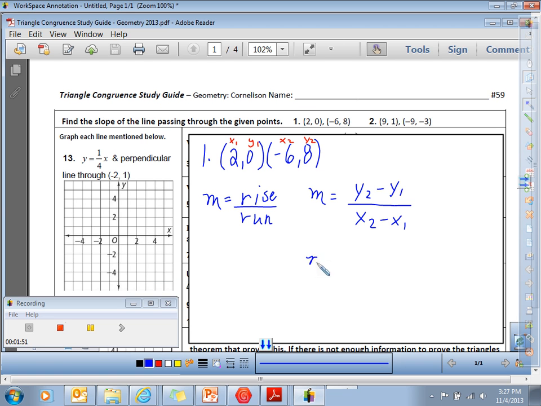Okay, so what would I put first? What would I put in the top? The 8 minus 0. 8 minus 0, good. And then over, negative 6 minus 2. Good. 8 minus 0 is 8. Negative 6 minus 2 is, so that would be negative 1 will be your slope.